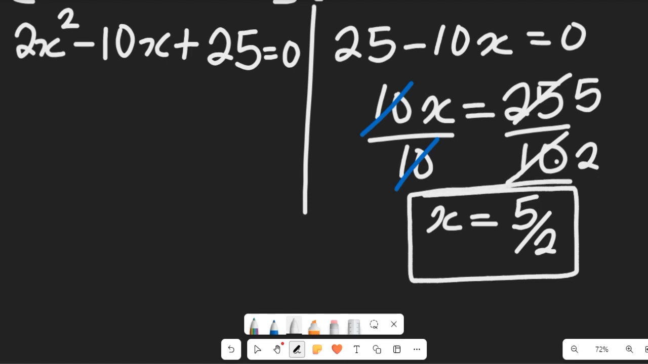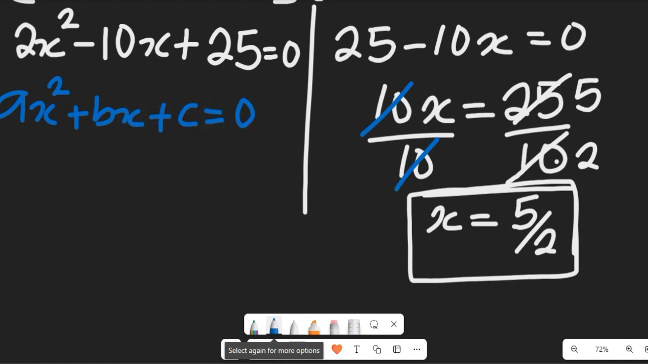Now let's look at two other solutions from this expression. To get the other two solutions, we'll solve this expression using the quadratic formula. Remember, this expression is just like ax squared plus bx plus c equal to 0. From this expression, my a is equal to 2, my b is equal to negative 10, and our c is equal to 25.